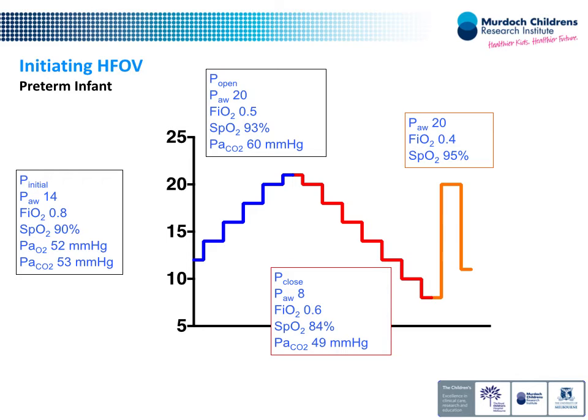Mainly because in high frequency, the monitoring tools we have for PA CO2 and compliance are quite crude compared to conventional ventilation. We don't have a true measure of PA CO2. But yes, you could argue not to go any higher. You've already got recruitment. Yeah?